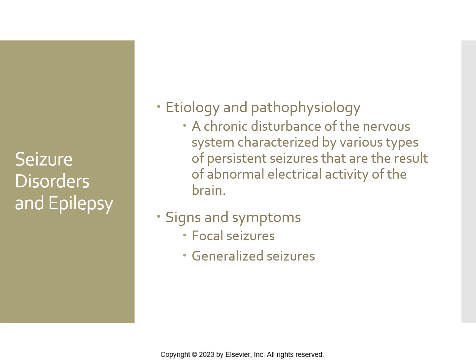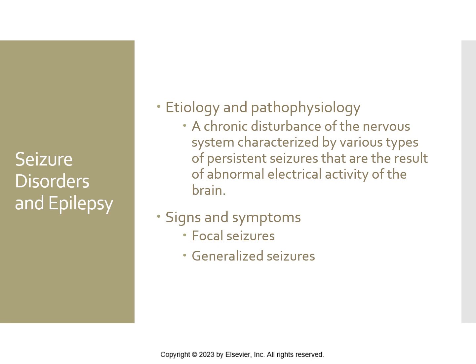Epilepsy is a chronic disturbance of the nervous system characterized by various types of persistent seizures that are the result of abnormal electrical activity in the brain. Epilepsy is characterized by recurring seizures thought to be caused by a group of abnormal neurons firing spontaneously, resulting in excessive excitation or loss of inhibition. Seizures are classified based on three key features: types of seizures at onset, awareness during the seizure, and motor or other symptoms present. Classifying seizures into different types helps with diagnosis and appropriate treatment.